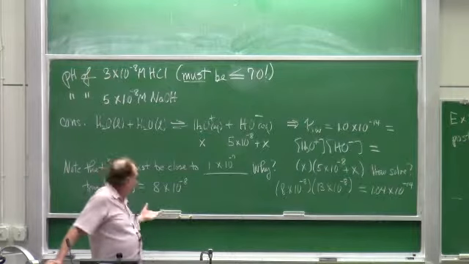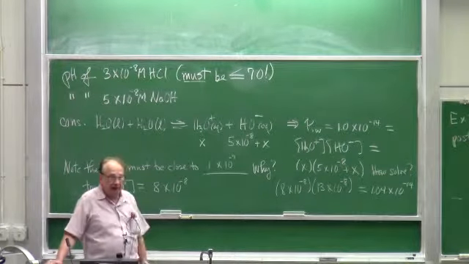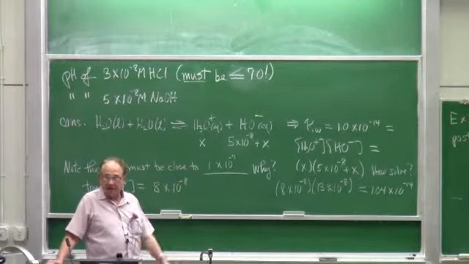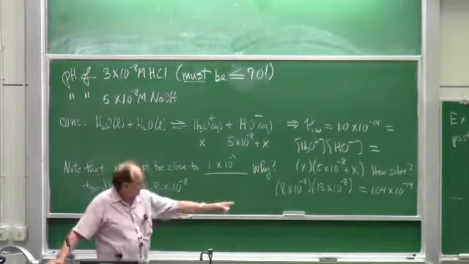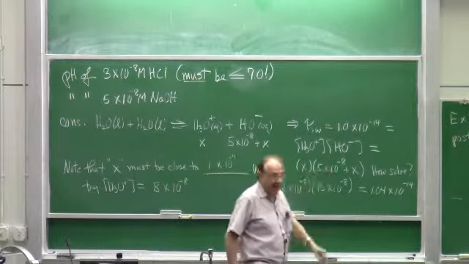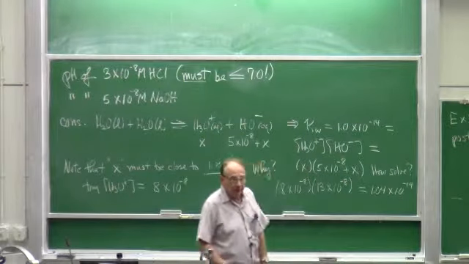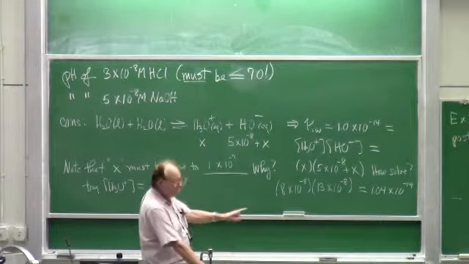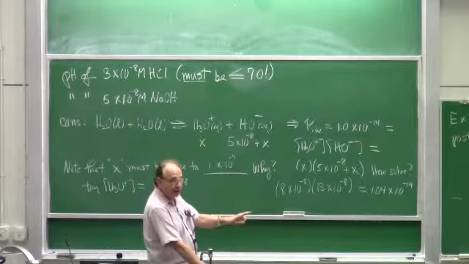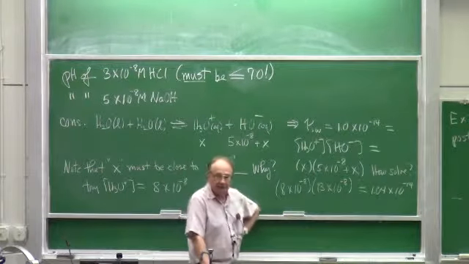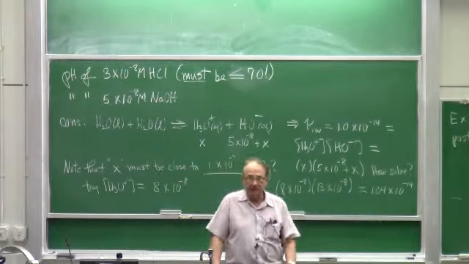Now, if you had tried 5 times 10 to the minus 8 or 9 times 10 to the minus 8, you would have got a value for this product that's close to Kw. But no value for X gives you a value that's closer to Kw than 8 times 10 to the minus 8. It's not difficult.